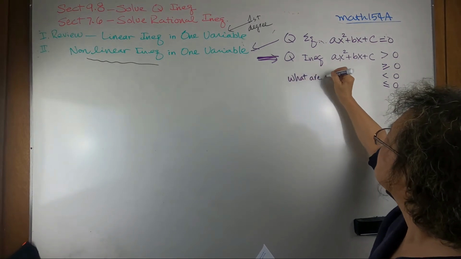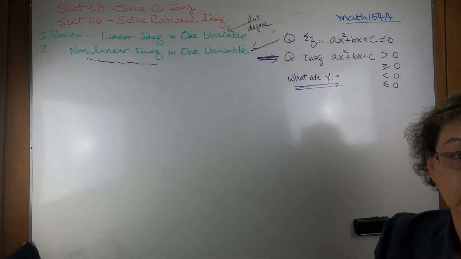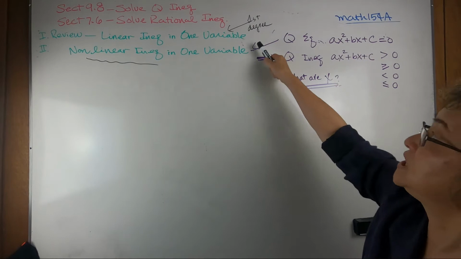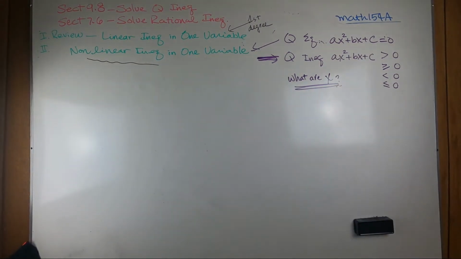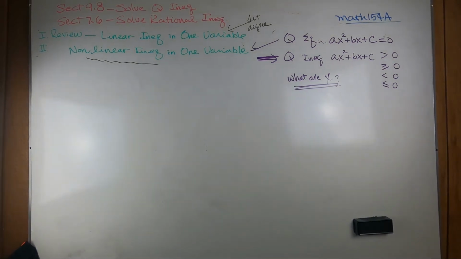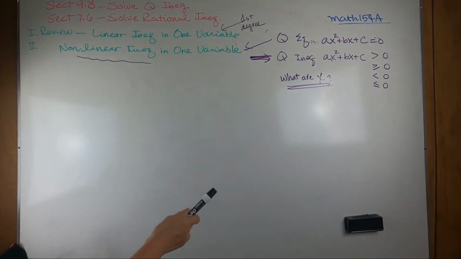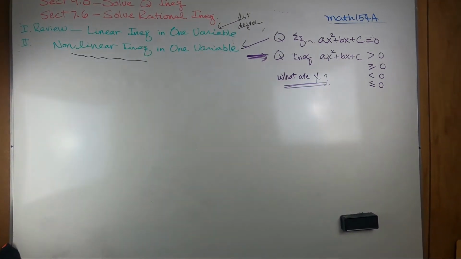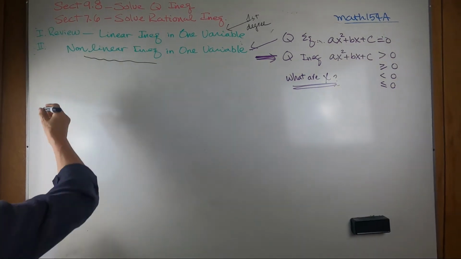So we are going to solve this type of problem. What are the x's? That was the question, right? For linear, you know how to solve it. Just solve it like an equation and isolate your x, right? Now, for second degree, it's not as straightforward. Okay, so let's see how we are going to do it.